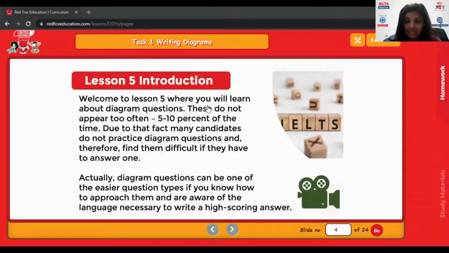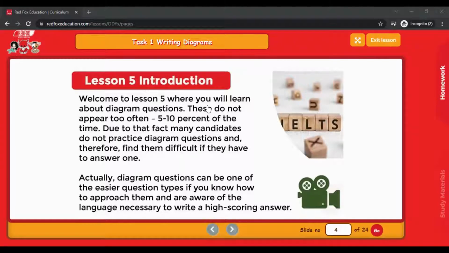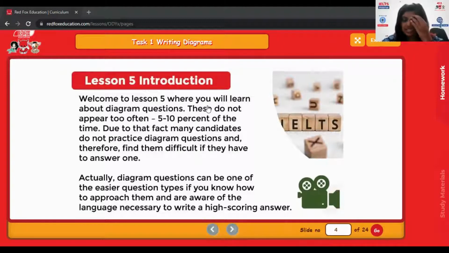Your bar charts, bar graphs, line graphs and pie charts are the common questions. When it comes to writing diagrams, it is not very common. You don't very commonly find these things. So many people don't prepare, or they forget to prepare, or they don't prepare enough. But today we will be looking at what exactly is to be done.